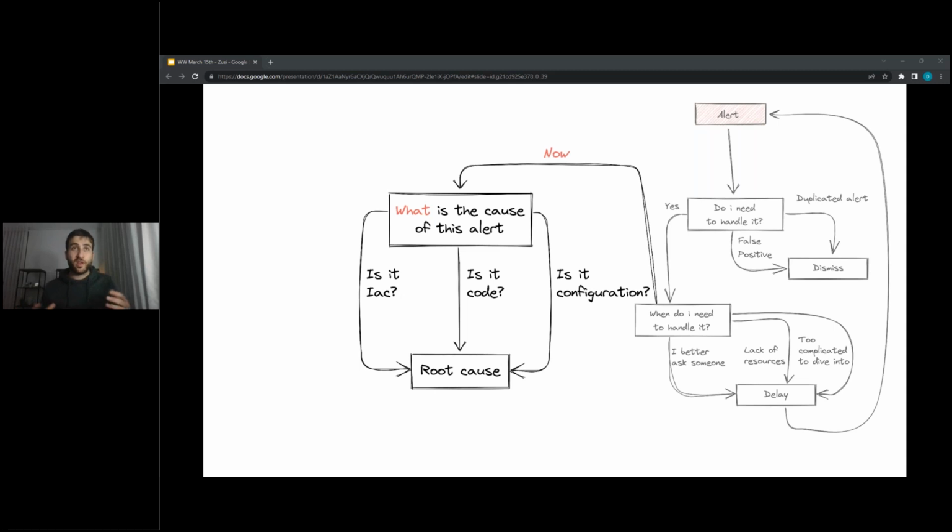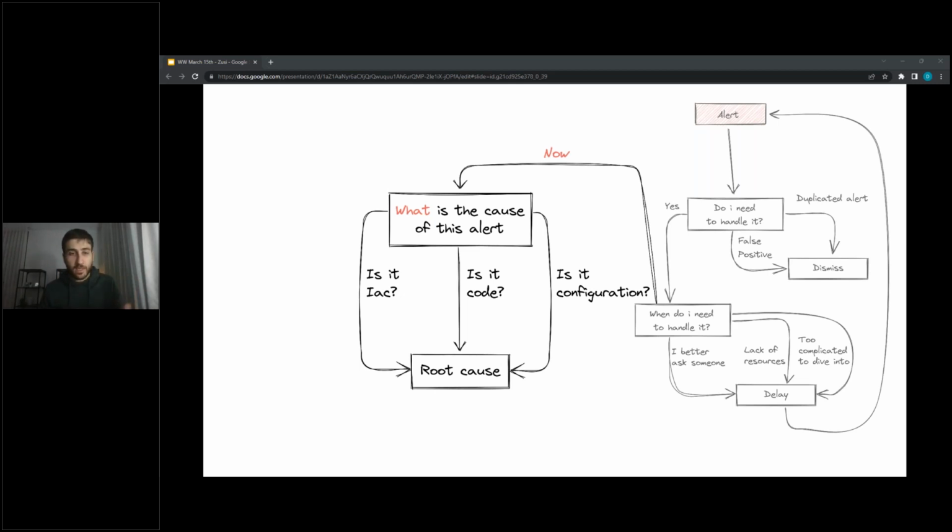So exactly what is the root cause of this alert is a hard technical question to ask, especially in large environments and especially in enterprise environments where the environment is really, really complex and really, really dynamic. You can have dozens and hundreds of developers changing code, changing the environment on a daily basis. Understanding exactly where that change came from is not an easy task, right?